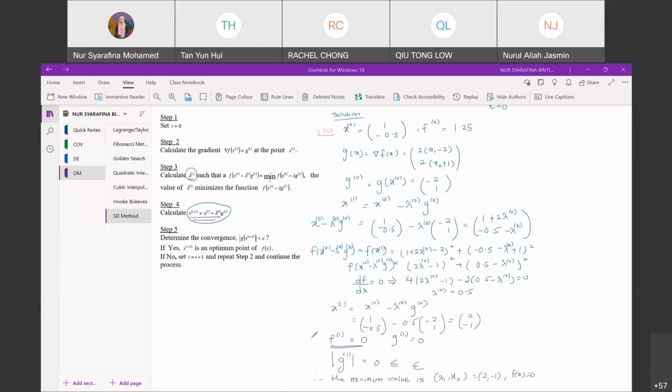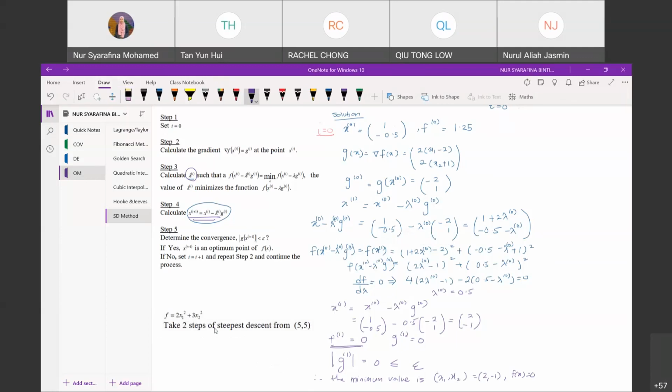Try the first example. Just take only 2 steps of steepest descent. No need to continue until the optimal solution is reached. You can check the example here and compare. If you have a question, you can ask.